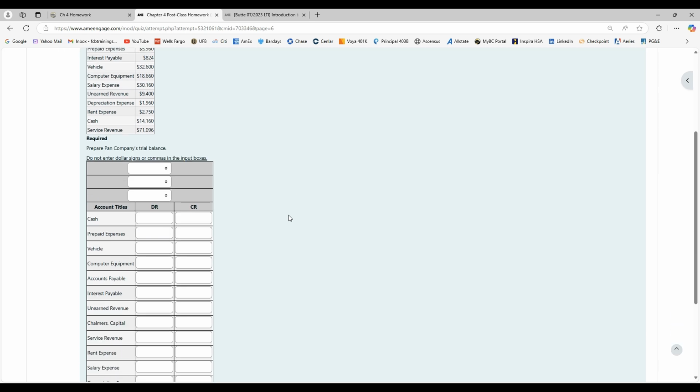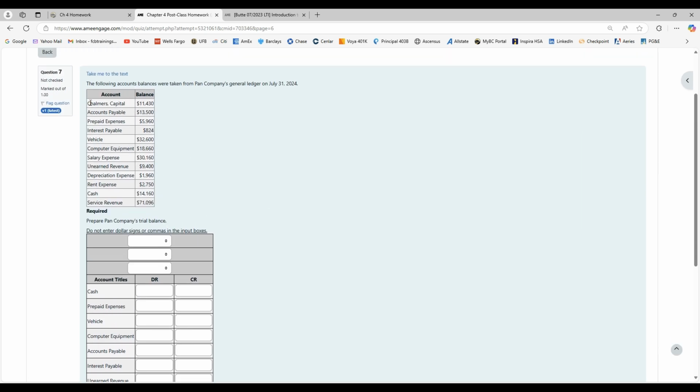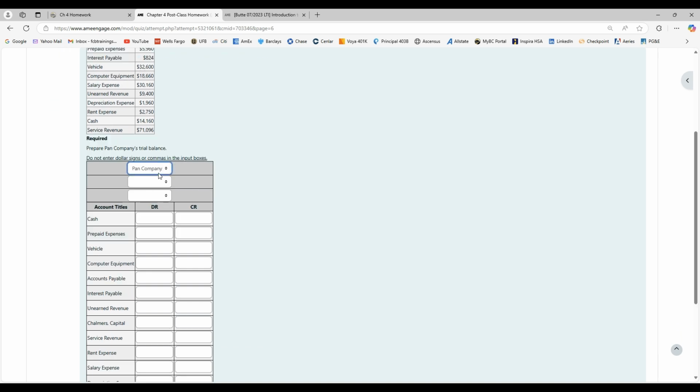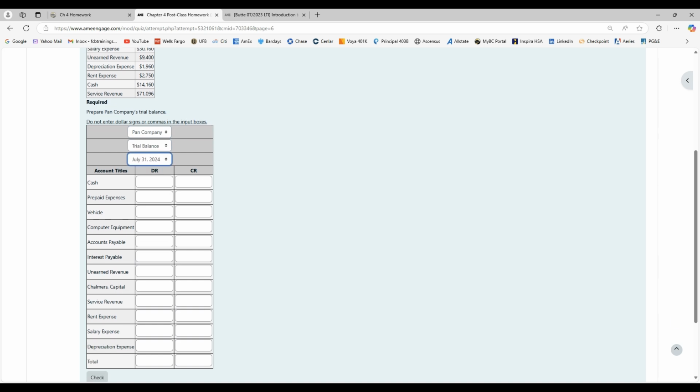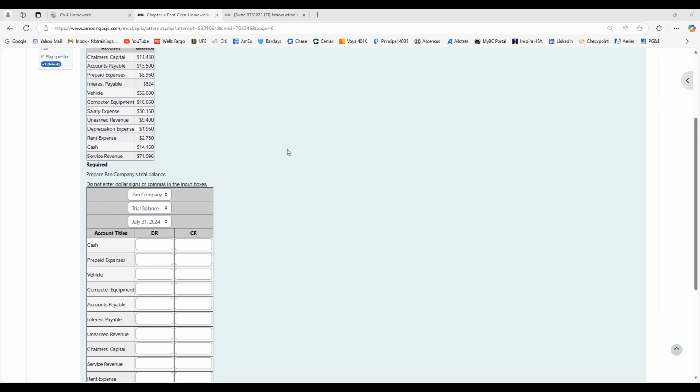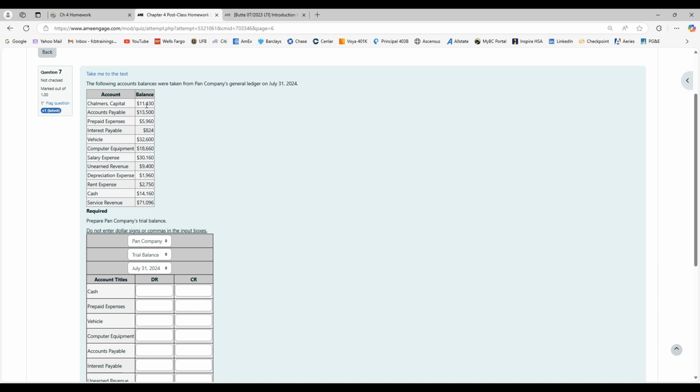Okay, this looks very similar. So let's put the name of the company and the name of the report. This is our trial balance. Let's put our date in there. And just to do this, I'm going to copy and paste these in. So I'm just double clicking and Control C and Control V. I think that might be a little quicker than snipping and doing all that stuff.